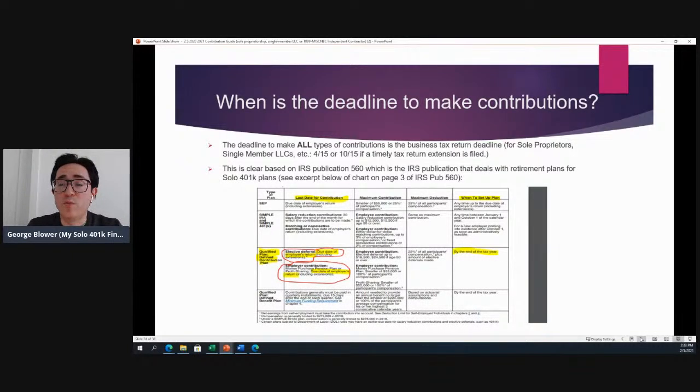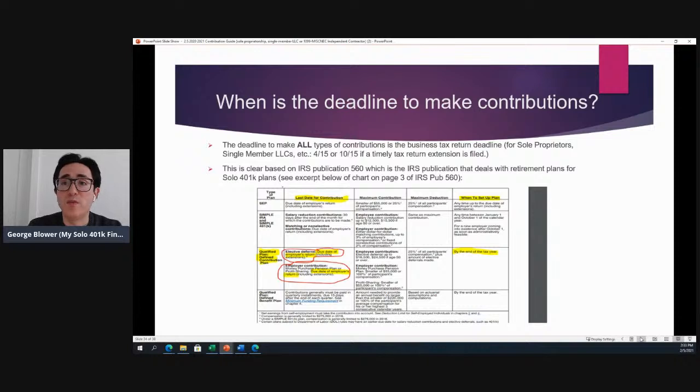When is the deadline to make the contributions? So the deadline to make all types of contributions, so that's employee, employer, after-tax contributions across the board, is the business tax return deadline. So if you're reporting your self-employment income on Schedule C because you're a sole proprietorship, a single member LLC, or a 1099 contractor, that means you're reporting it on your 1040. So effectively, your business tax return deadline is your 1040 deadline. So that's April 15th or October 15th if a timely extension is filed.